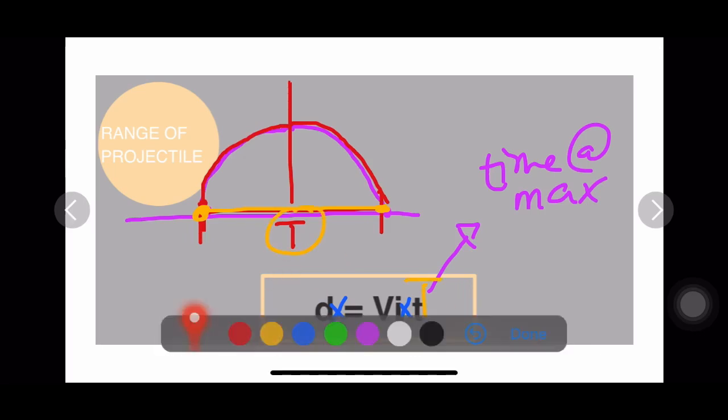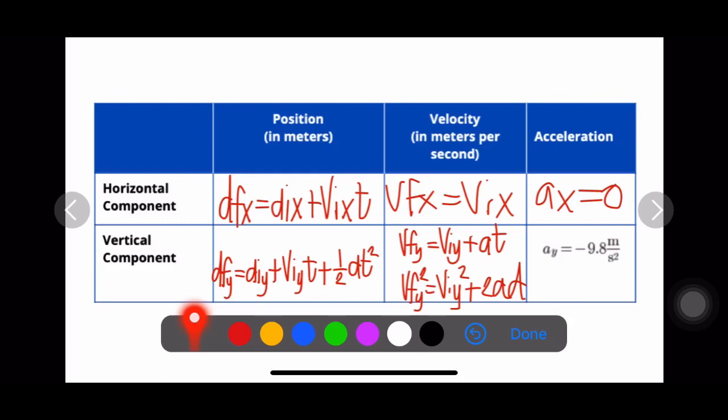Okay. Next. To summarize, we have here the different formulas. Along the horizontal component for the position, for the dx, dfx can also be represented by dx. Don't be confused, that's also the same. Initially the position will start from 0, so that's why it's going to be 0 plus vixt. It's actually the same as what we've learned here.